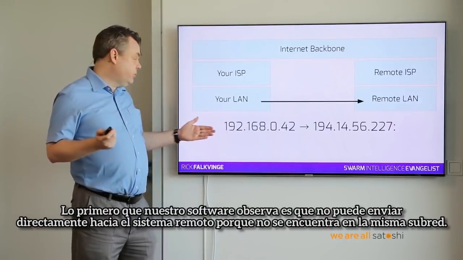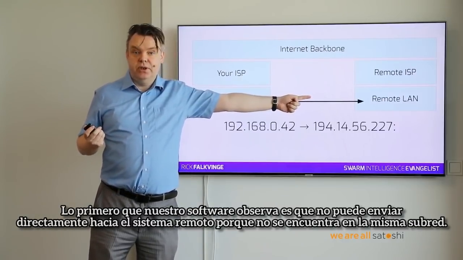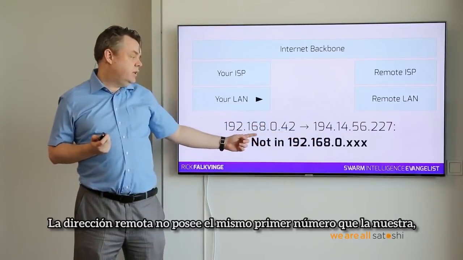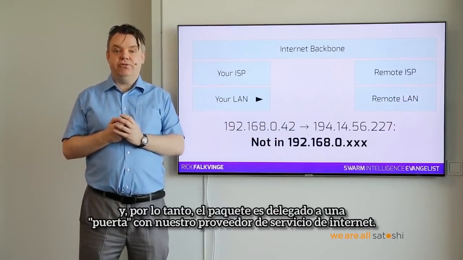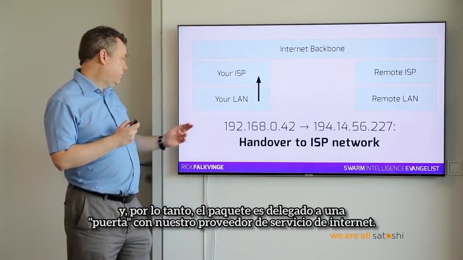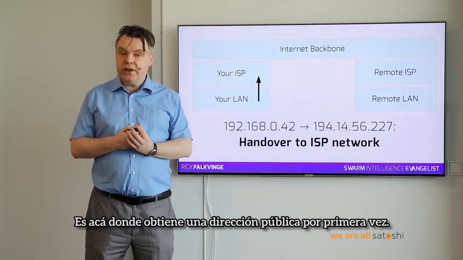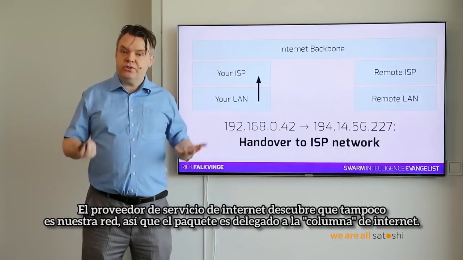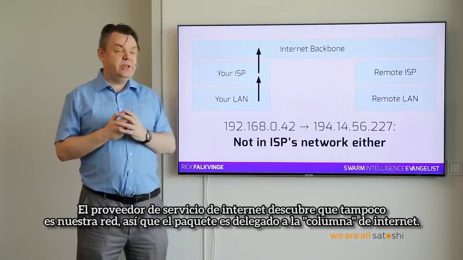So the first thing our software sees is that it is unable to send directly to the remote system because it is not in the same so-called subnet. The remote address does not have the same first numbers as our address, and therefore the package is handed over to a gateway with our internet service provider. This is where it obtains a public address for the first time. The internet service provider discovers that this is not in our network either. So it is handed over to the internet backbone.